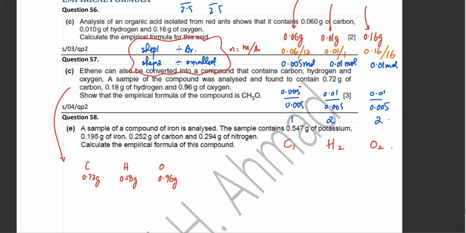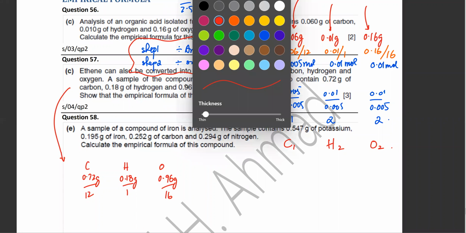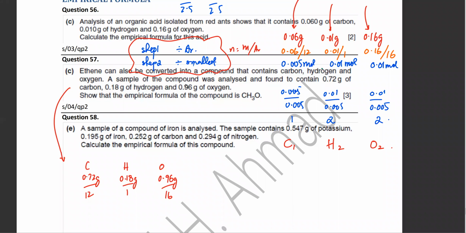First step, divide by the AR, find the moles. Divide this by 12, divide this by 1, divide this by 16. So if I do that, I'm going to get values. For the first one, I think it's going to be what? 0.06. Second one is 0.18. Obviously, this would be 0.06 as well, right? So तीनों की quantity आ गई. Can you confirm if this is 0.06?